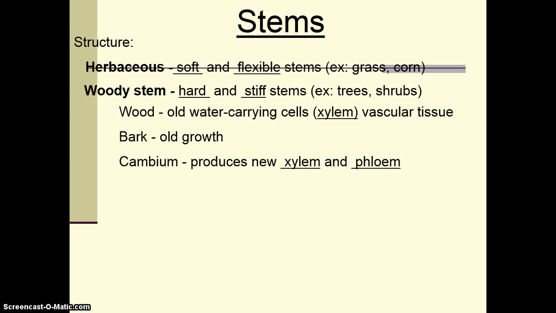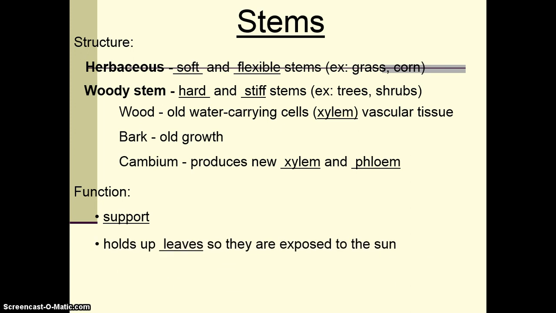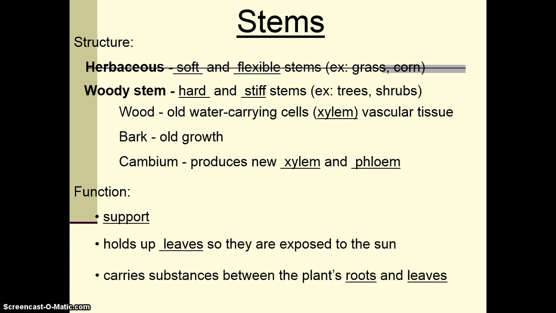Wood is actually made up of old water-carrying cells, xylem, which again is a type of vascular tissue. We've been talking about this for a while. Bark is the oldest growth of the wood of the tree, and cambium produces new xylem and phloem. The function of stems is support and also to hold up the leaves so they are exposed to the sun. In addition, they carry substances between the plant's roots and the leaves.